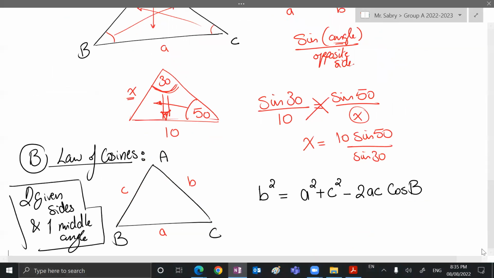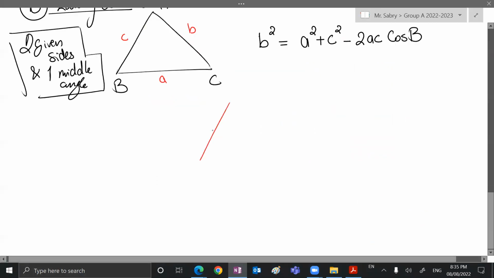So how could this be applied in an example? If you do have, let's say, a triangle like this one, you're told that this is 10, this is 15, and you're told that this angle is 40 degrees, let's say. You want to find the length of this side. So I'll show you. Do we have 2 sides and 1 middle angle? Yes, we have these 2 sides and the middle angle right between them both.